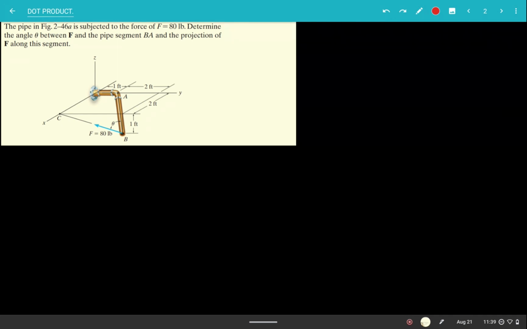Alright, for you to easily understand this, you need to know that this force will have its own projections. But I'll talk about projections later. Let's first determine the angle in between the force and the pipe segment. So we're looking for this angle, theta. It's in between the force, which is 80 pounds, and the pipe segment, which is from B to A. The force, 80 pounds, is from B to C.